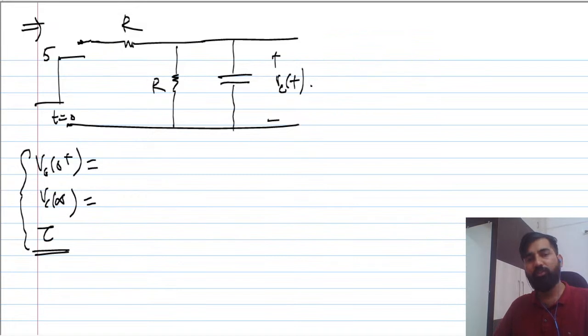Okay, what will be VC initial? Yes, if step is applied at t equal to 0, that is 5 volt.